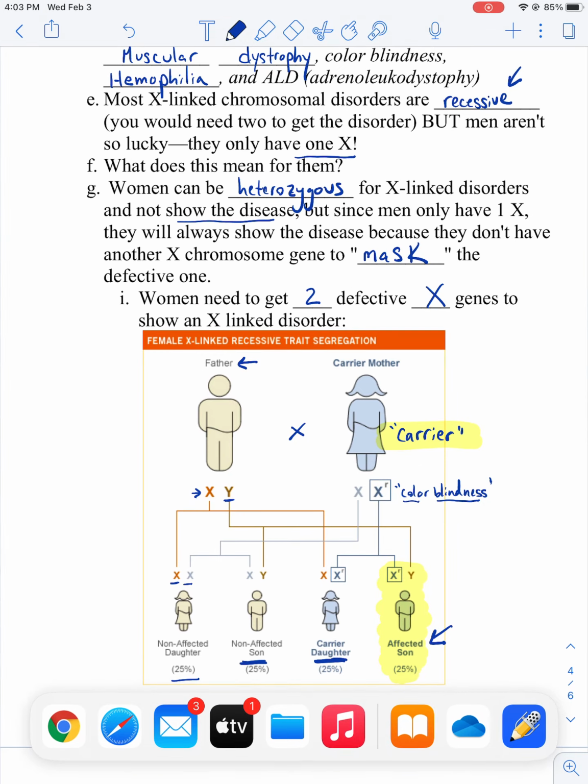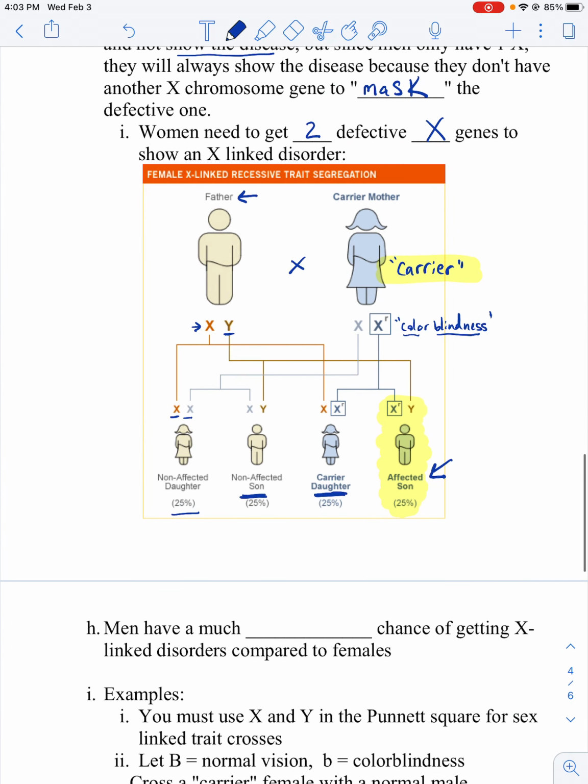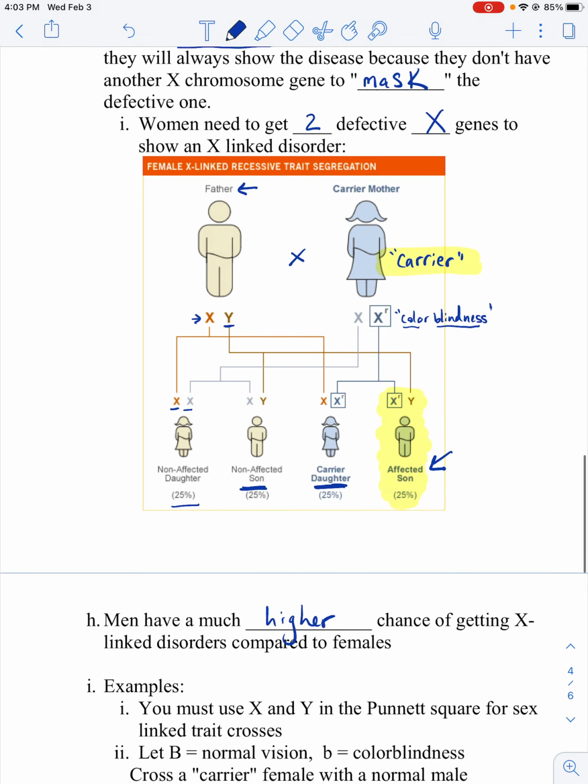So males have a much higher chance of getting X-linked disorders compared to females, because with only 1 X that has the mutation, they will show the disorder.